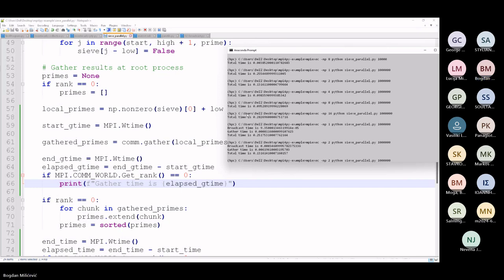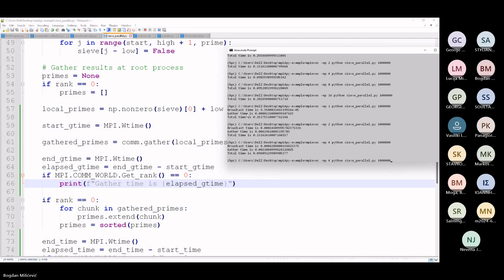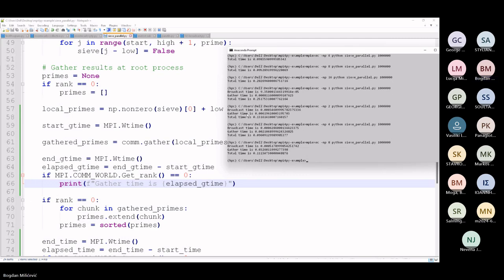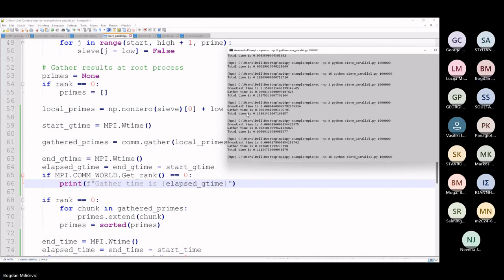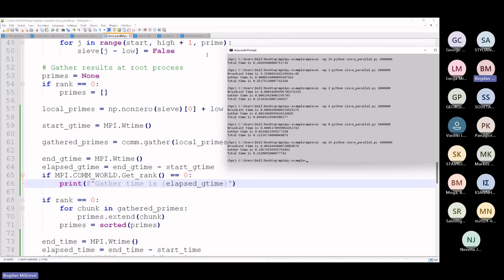Okay, with 2, with 4, with 8, sorry, and with 16. Okay, so similarly as before, the total time starts to decrease until it reaches a minimum, and then it increases again. The time that is needed for communication usually increases when we increase the number of processors. I say usually, you see here that sometimes it can decrease, but it generally increases for both broadcast and gather.